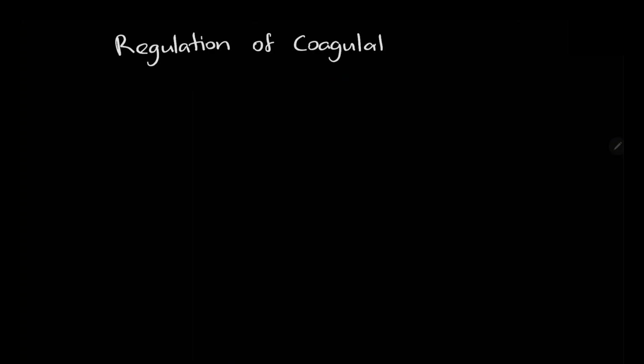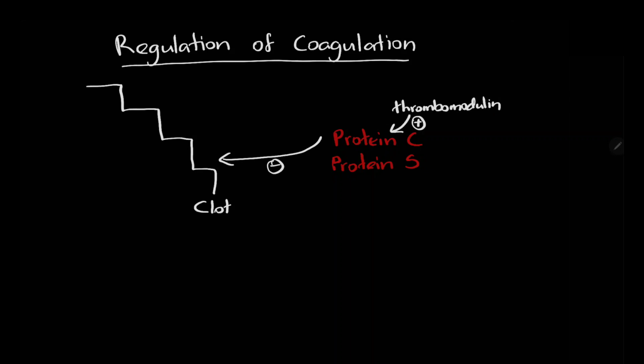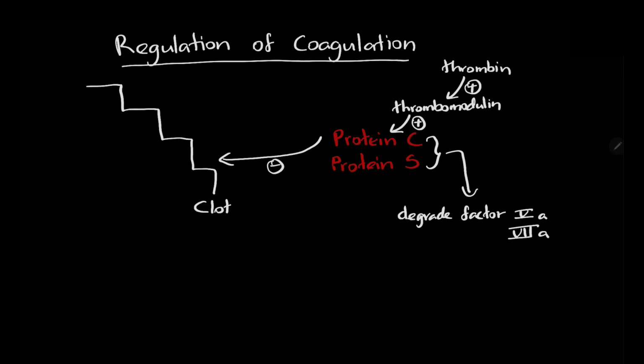Regulation of the clotting pathway. There are some proteins which provide negative feedback on the clotting cascade. They are protein C and protein S. Protein C is activated by thrombomodulin, which is activated by thrombin itself. With the help of protein S, they degrade the activated factor 5A and 8A, causing slowing down of the clotting mechanism.